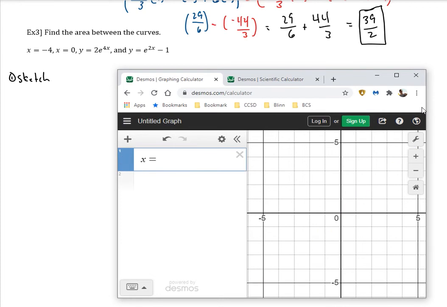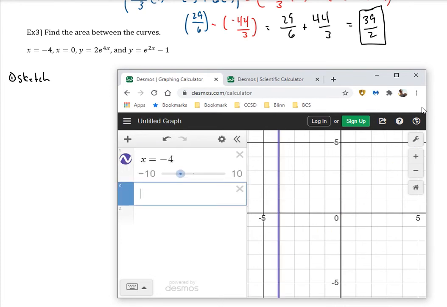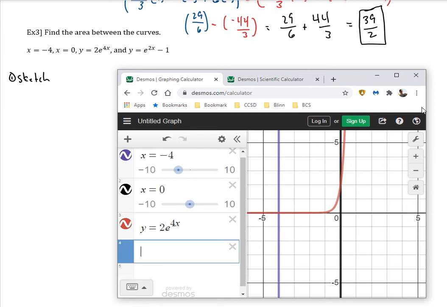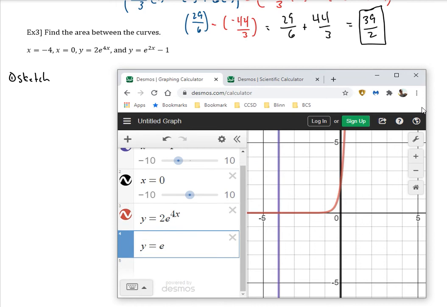So x equals -4. x equals 0, y equals 2e to the 4x, and then y equals e to the 2x, and then move the arrow over, -1. Okay, so here we go.